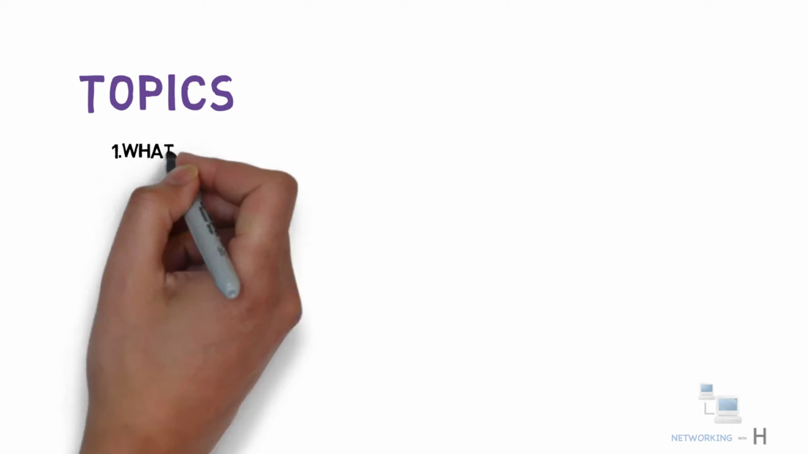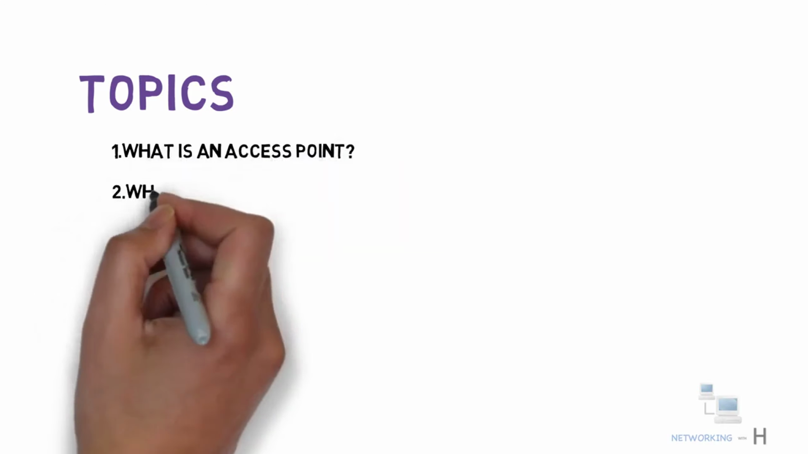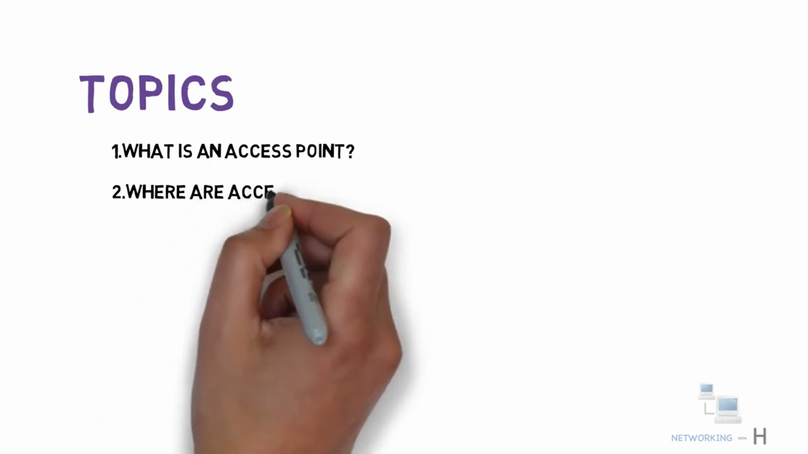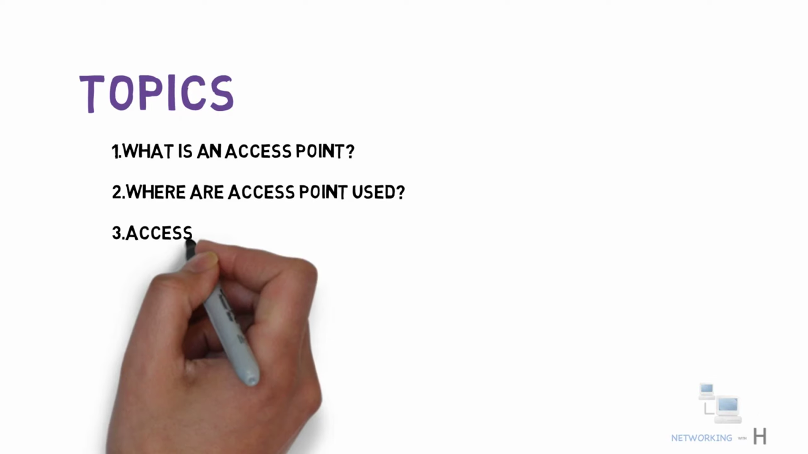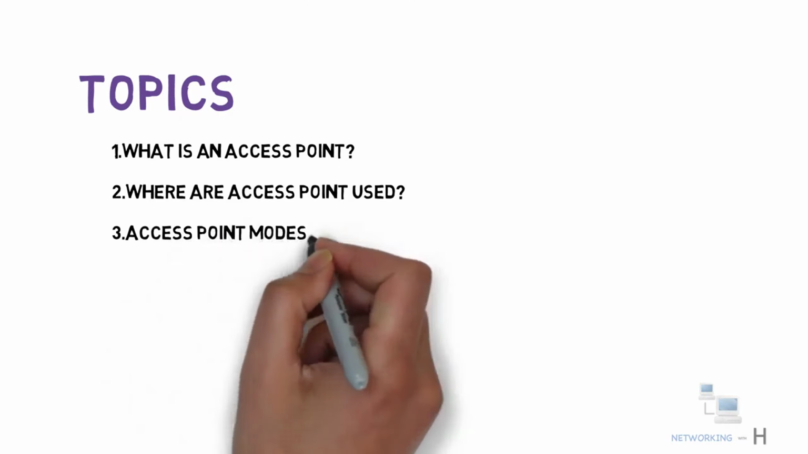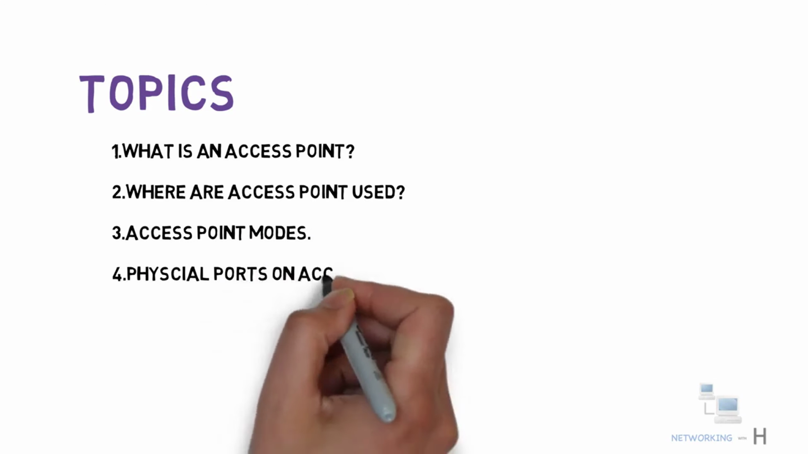First, I will explain what is an access point. Then, where are the access points used, or in which places are they required? What are the different access point modes? And then what are the physical ports available on the back of the access point?